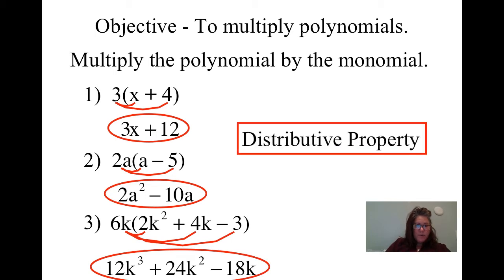We call this the distributive property, when we multiply one term times a binomial over a plus or a minus sign. It could be times a trinomial, a binomial. In this case, these are all polynomials. Remember, polynomial is more than one term.